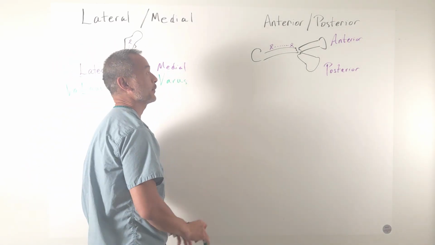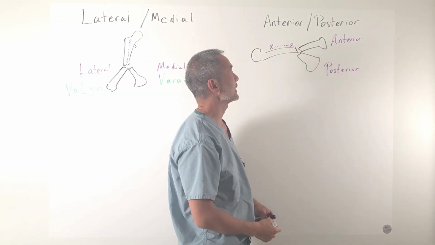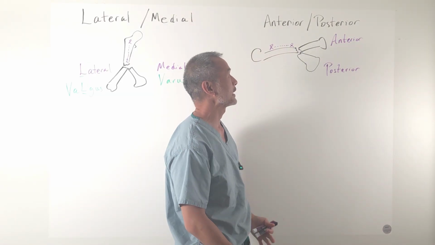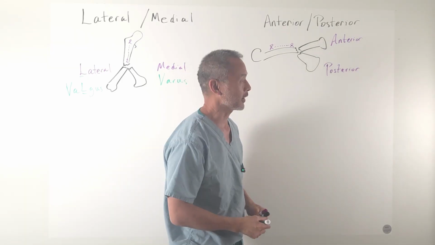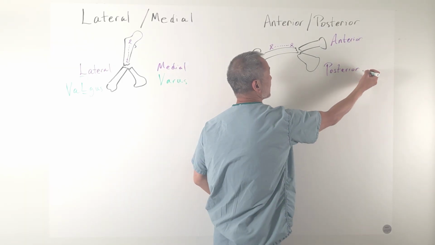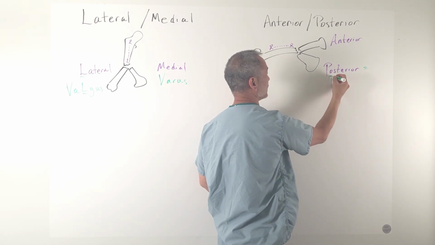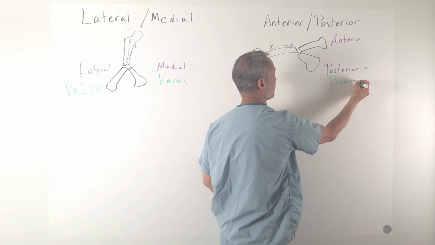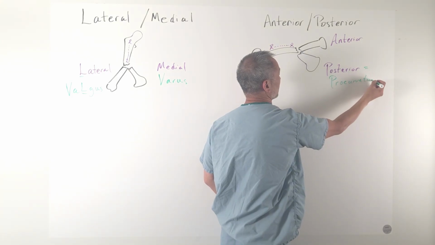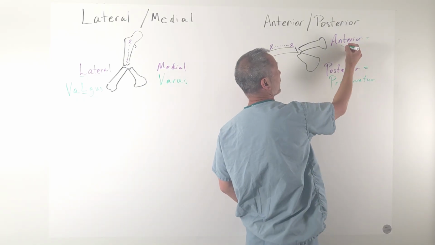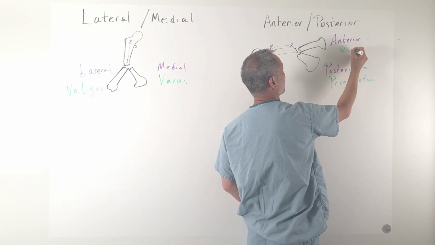There's also a nickname for this angulation, and instead of saying anterior angulation or posterior angulation, we use the phrases recurvatum and procurvatum. And this is convenient too because procurvatum is another way of saying posterior angulation. So we call this procurvatum, and anterior angulation we call recurvatum.